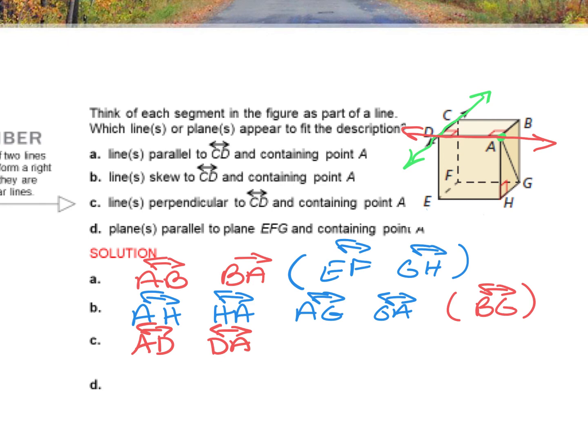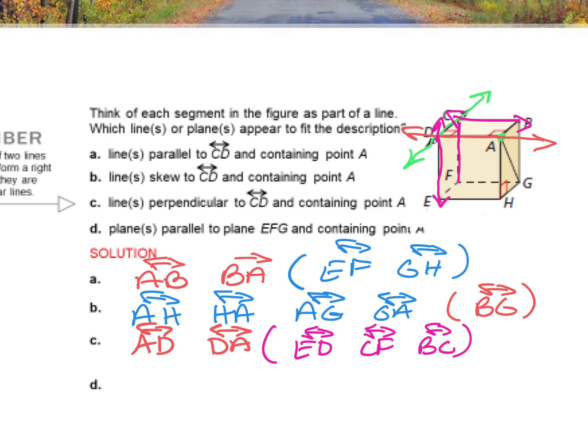Now, other ones that do not include point A that are also still perpendicular, so we could go up this way. We could say ED. We could also go up this way, CF. And then this one along the back, BC. These would all be perpendicular. The only difference is they do not go through point A. The only ones that would answer the question would be the red ones.